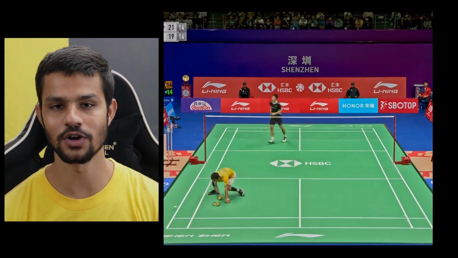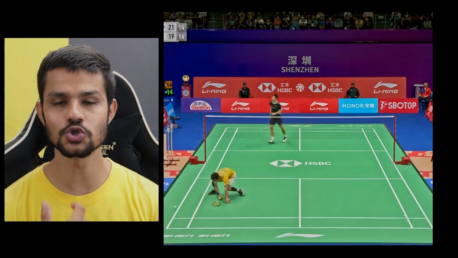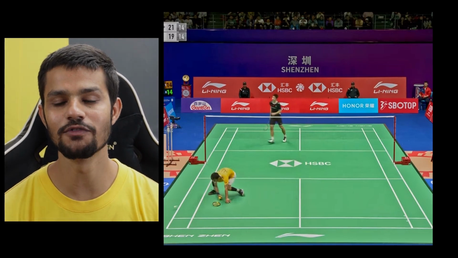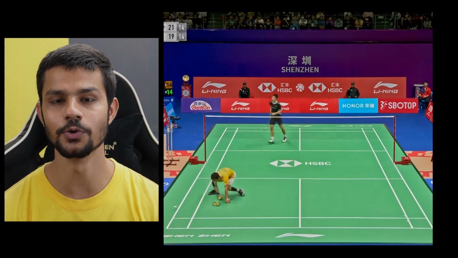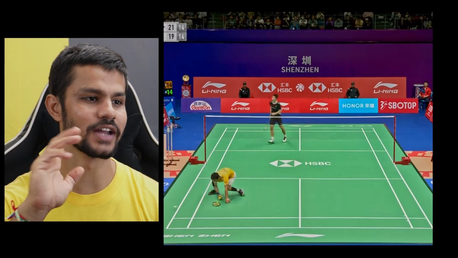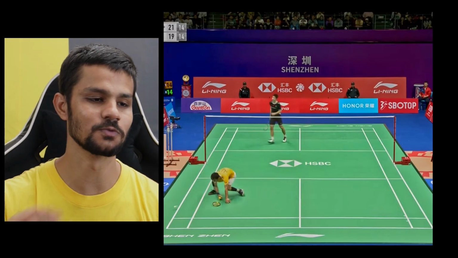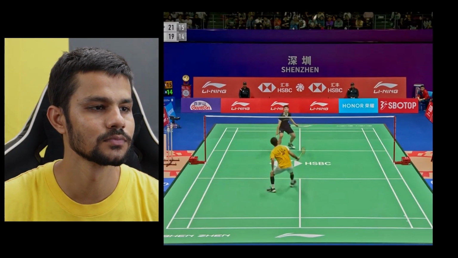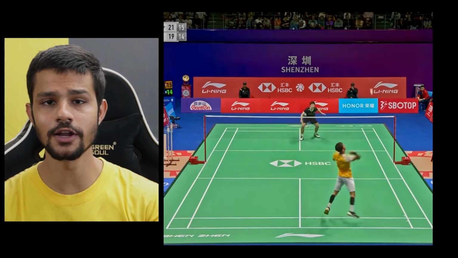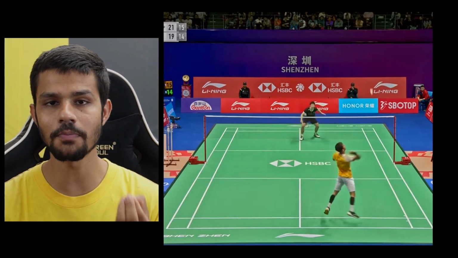First of all, he was a tall player, so he used to cover every part of the court easily. But the main thing that I always liked about him is how he used to set up the shots, how easily he used to hit the shuttles. That was good. And same goes with Shi Yu Qi too. Nice lift. Look at the lift. Just look at the position of the lift. It's going literally to the rear part of the court.